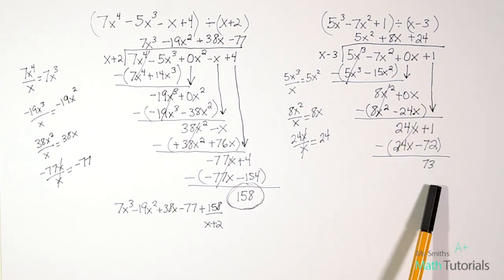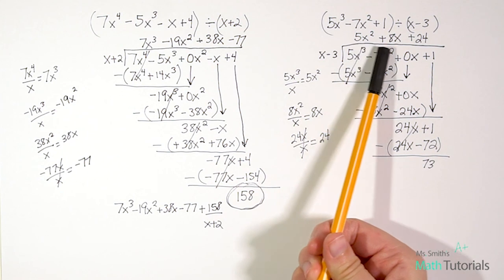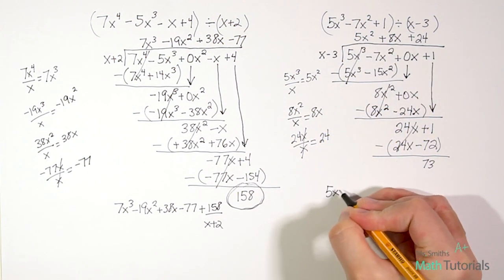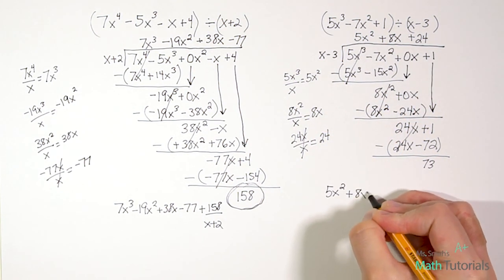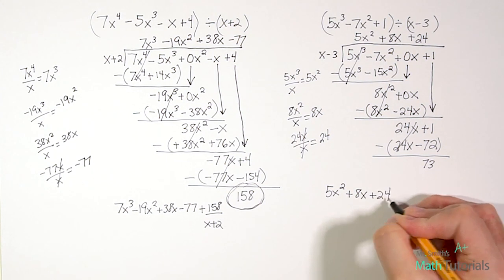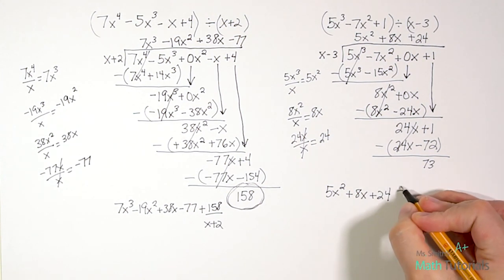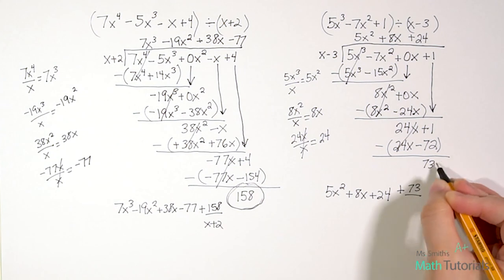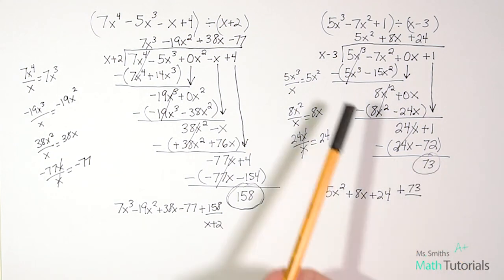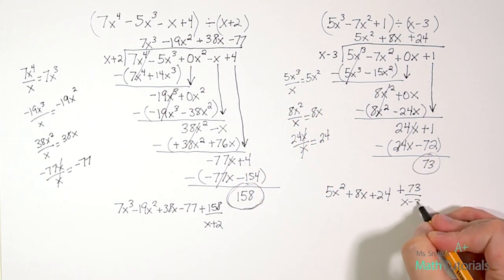I have nothing else to bring down, so I'm ready to write my final answer. So remember, it's this top row, 5x squared plus 8x plus 24. Our remainder, which is a positive 73, right? That was our remainder, over x minus 3.